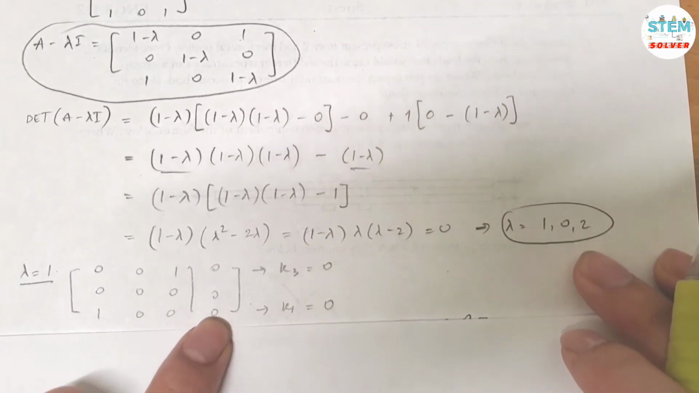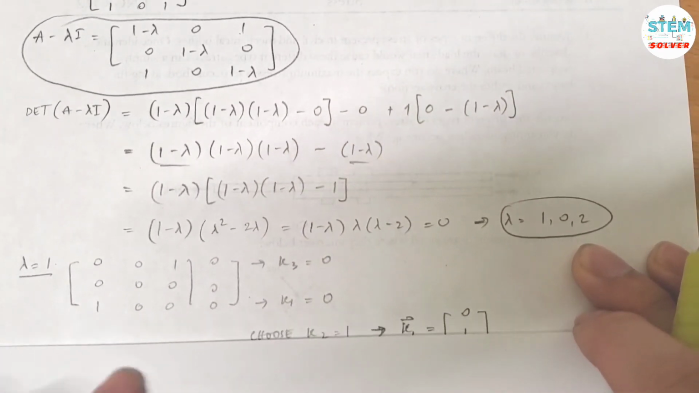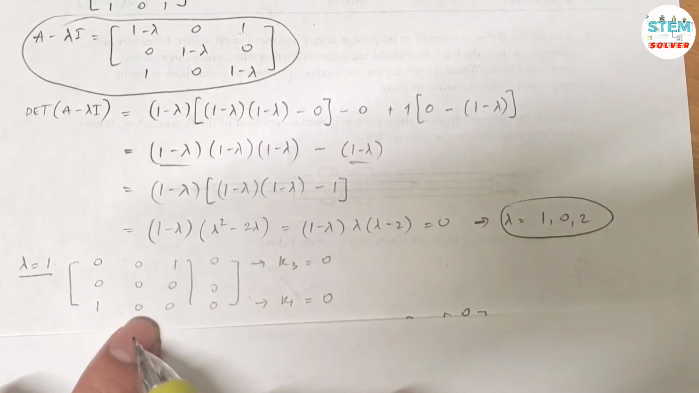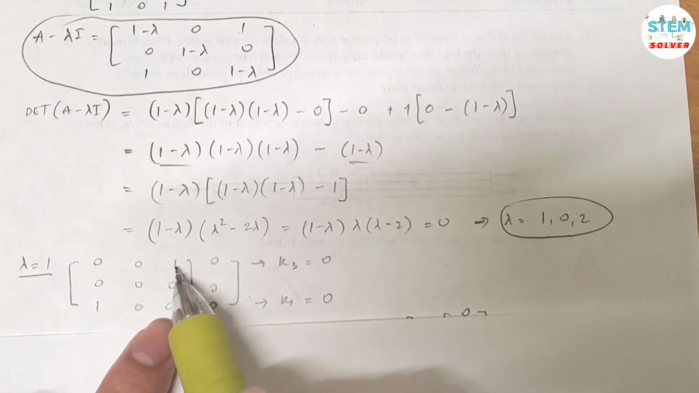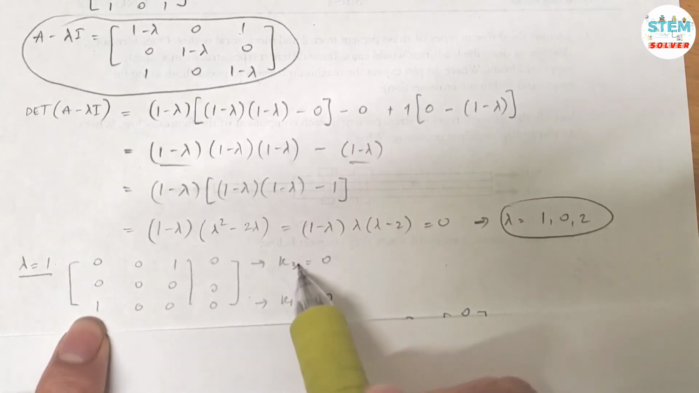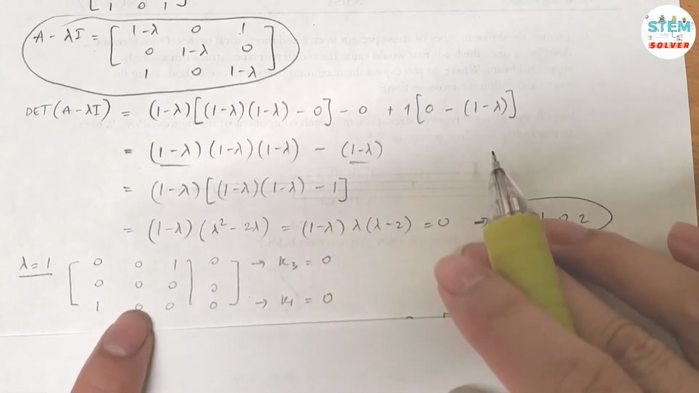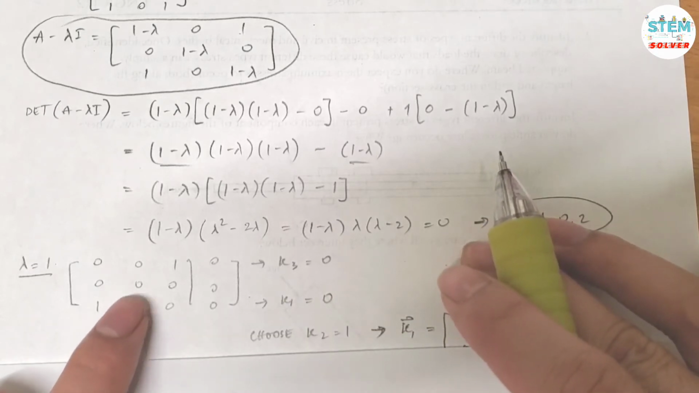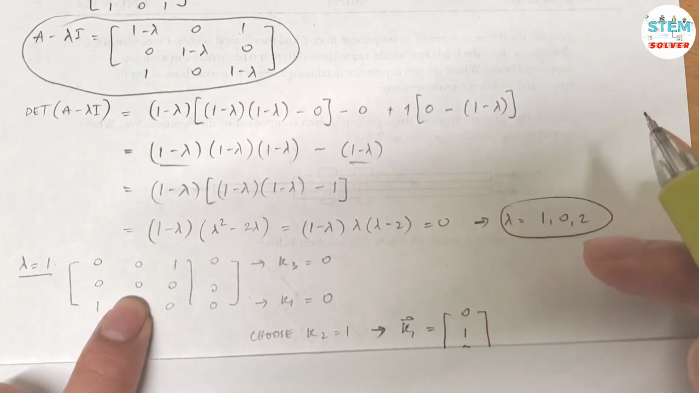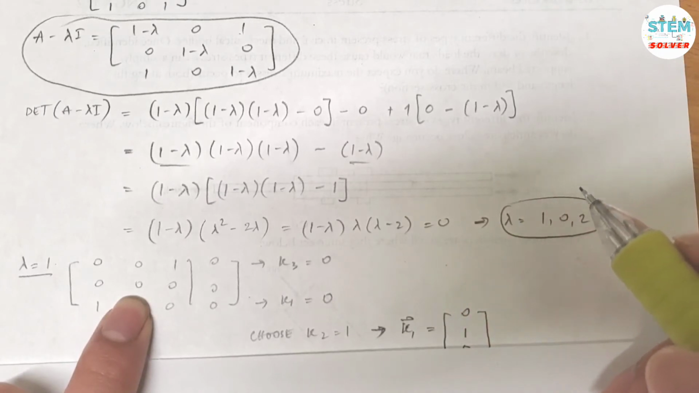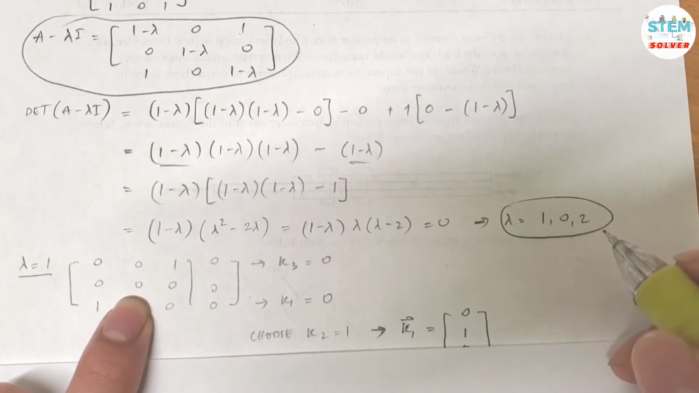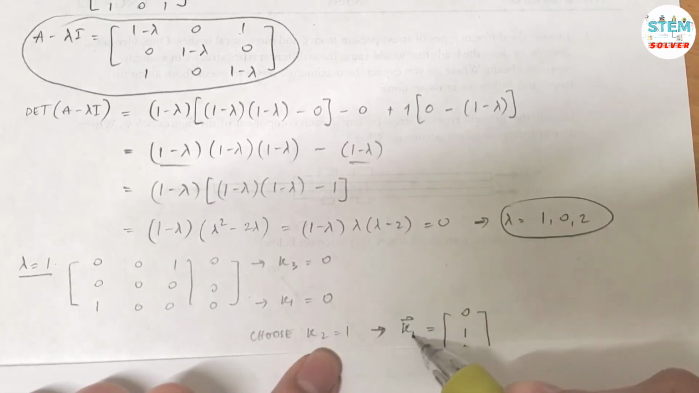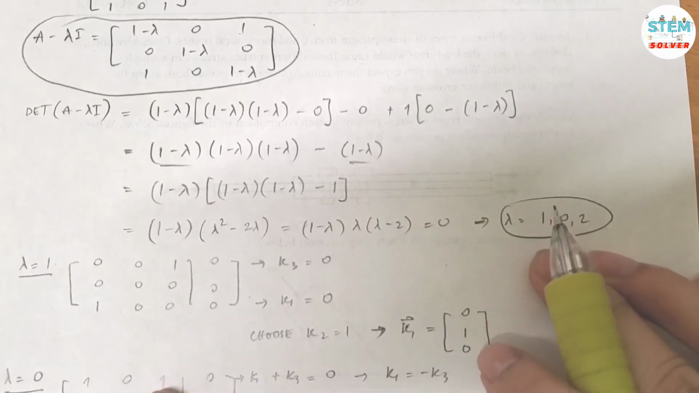Normally you would reduce it down to the base matrix, but in this case you almost get there. So very quickly I see that k1 equals 0, k3 equals 0, and k2 is free. So let's choose k2 equals 1. You can choose whatever value for k2 because it's free, but do not choose 0 because it's going to give you a zero vector. Then vector k1 is equal to 0, 1, 0.